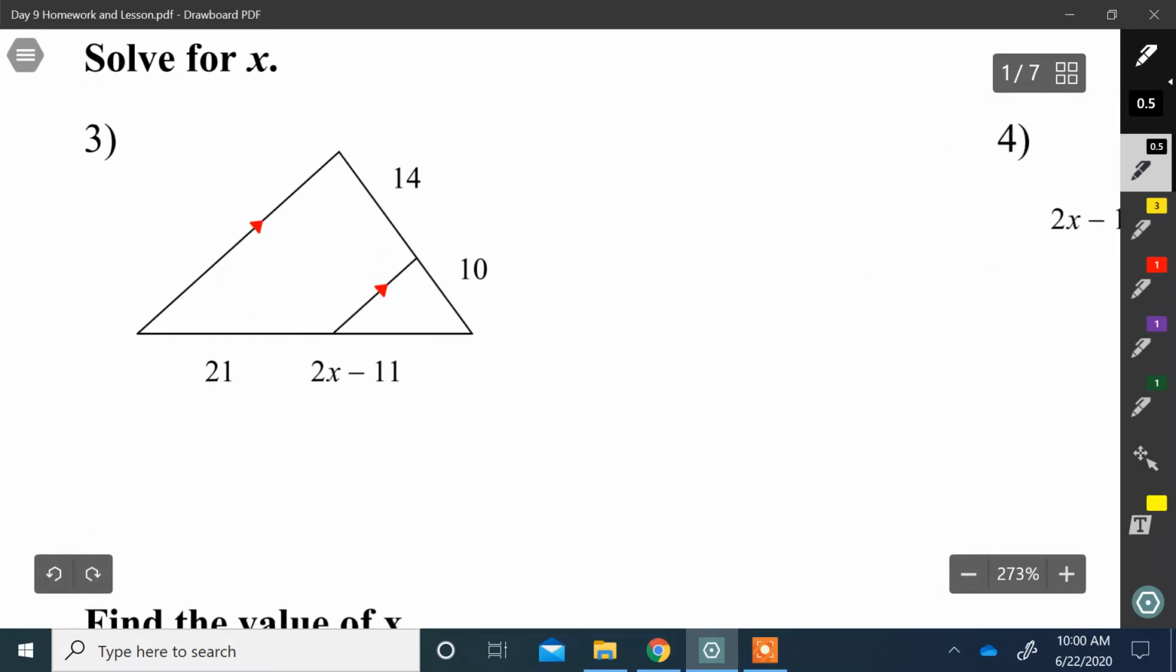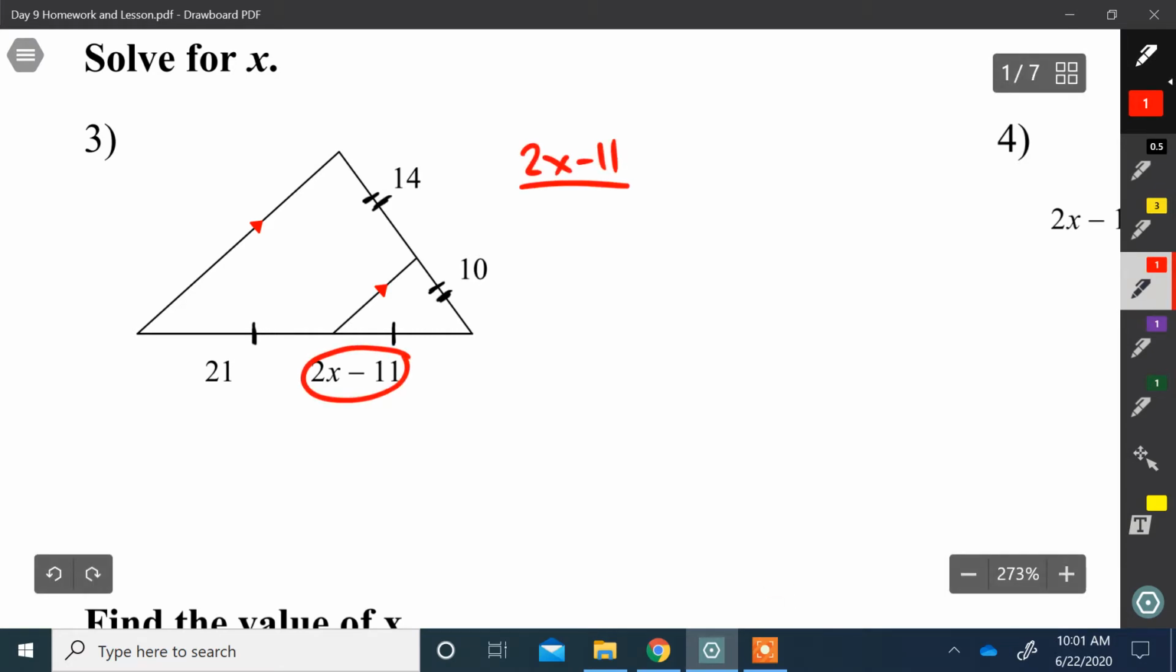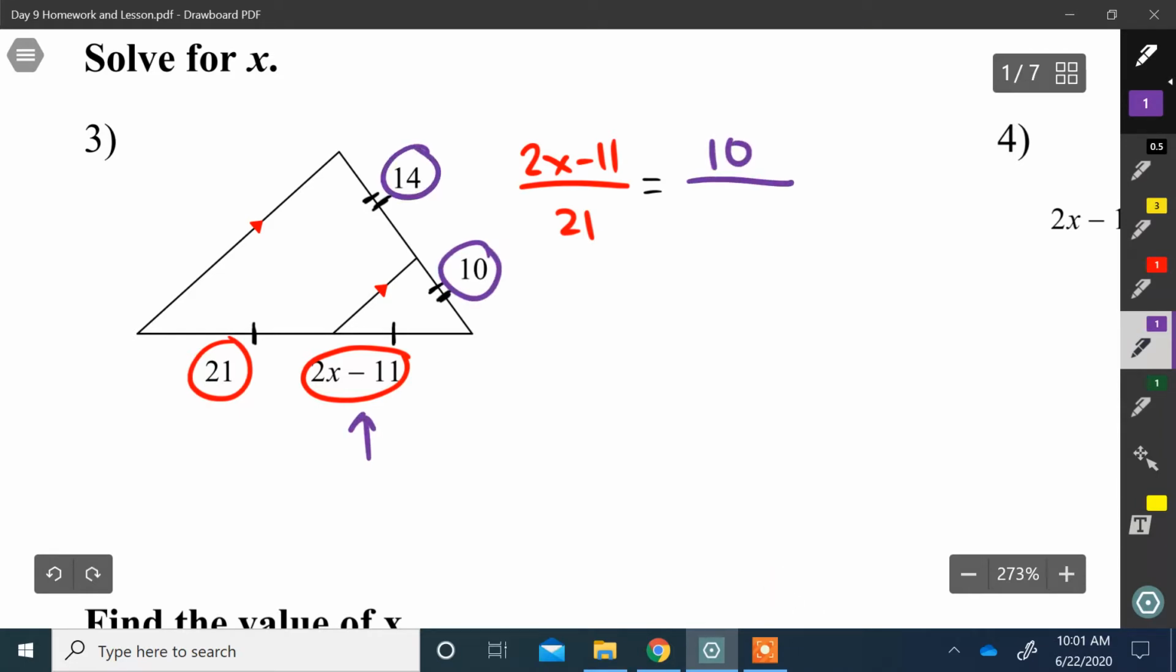All right, this one here, we also learned, these are what we call proportional triangles. So here's how we're going to do them. Very simple. We know that this is kind of proportional to this, and this right here will be proportional to this right here. So there's different ways we can set this up. I'm going to set them out like this. I'm going to set 22x minus 11 over 21 equal to, if I start with this one here, 10 over 14.